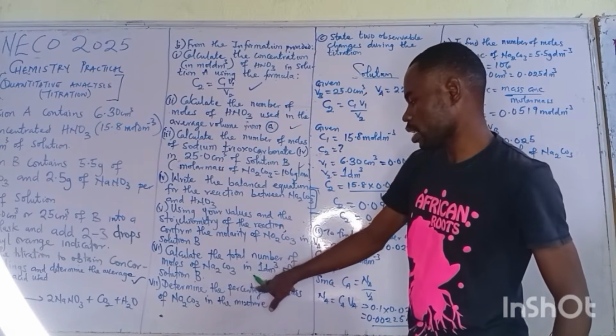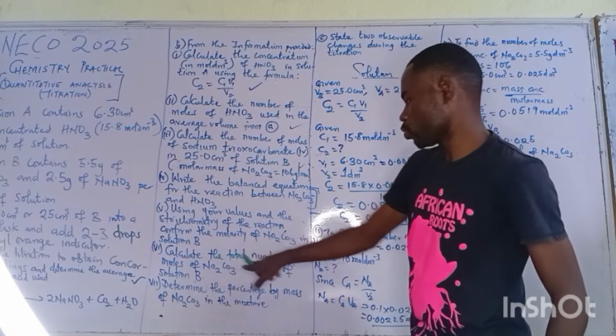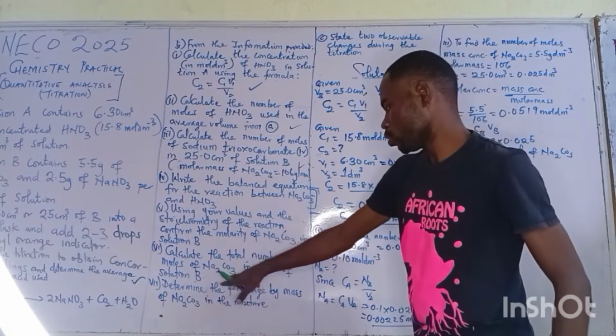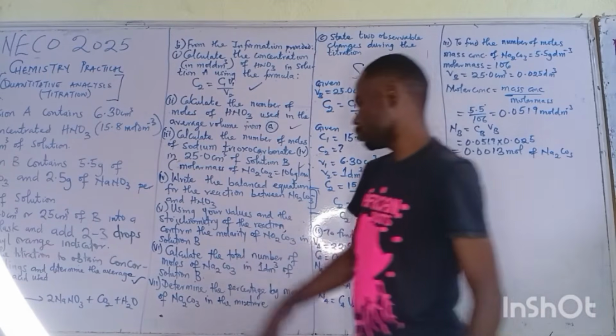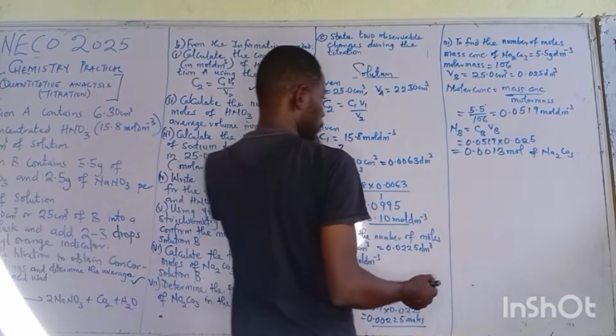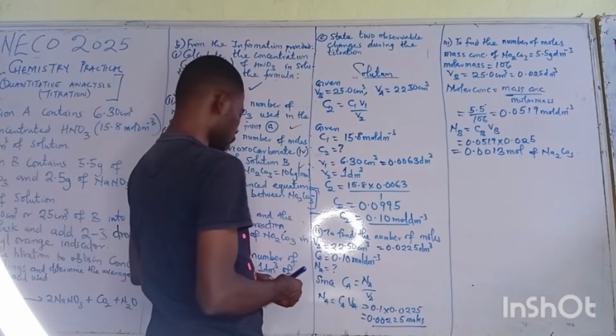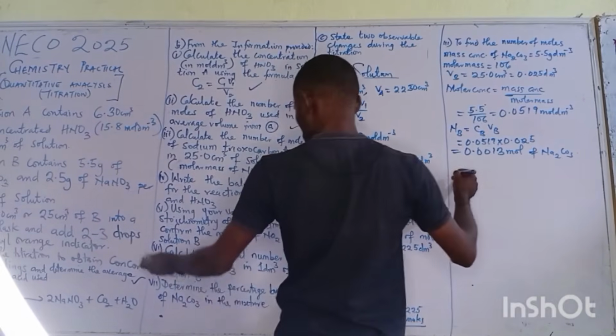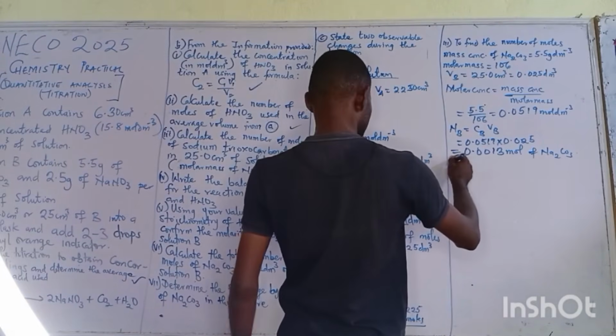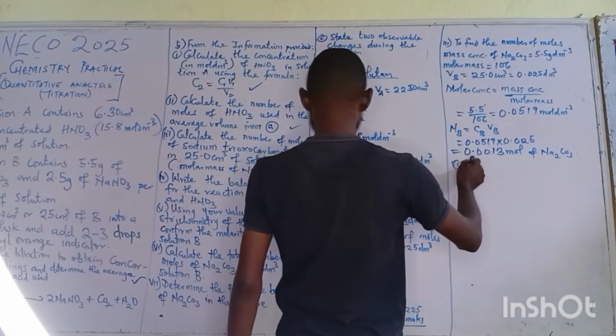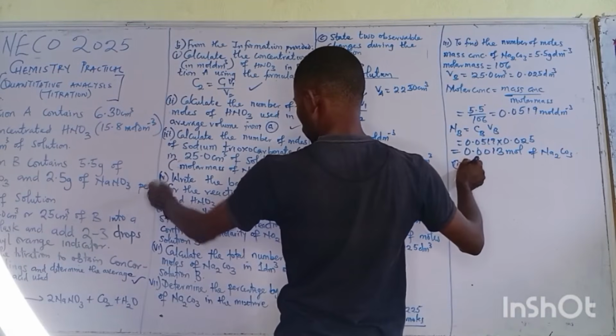That's a very simple question. In 1 dm³, calculate the total number of moles. If you watched very well, we have done that before in one of our stages there, and we're still going to do it right now. So let me move to this to calculate the total number. Let me call it equation 6.